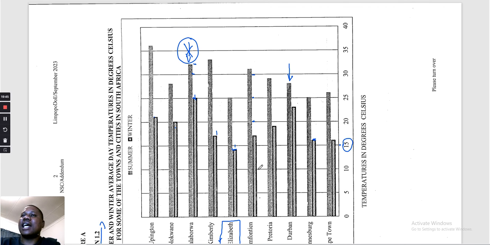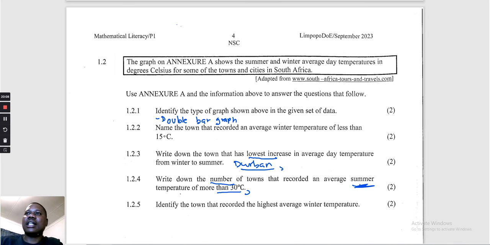So let's go to summer. So what are we going to do? We see that 30 is here. You can take your pencil and highlight 30, that 30 is on this line. So any graph that is above this line, it is part of the cities that are above 30. So how many are there? There are only 4. There are 4 cities, okay? You don't have to name them. They didn't say name. The action verb says write the number.